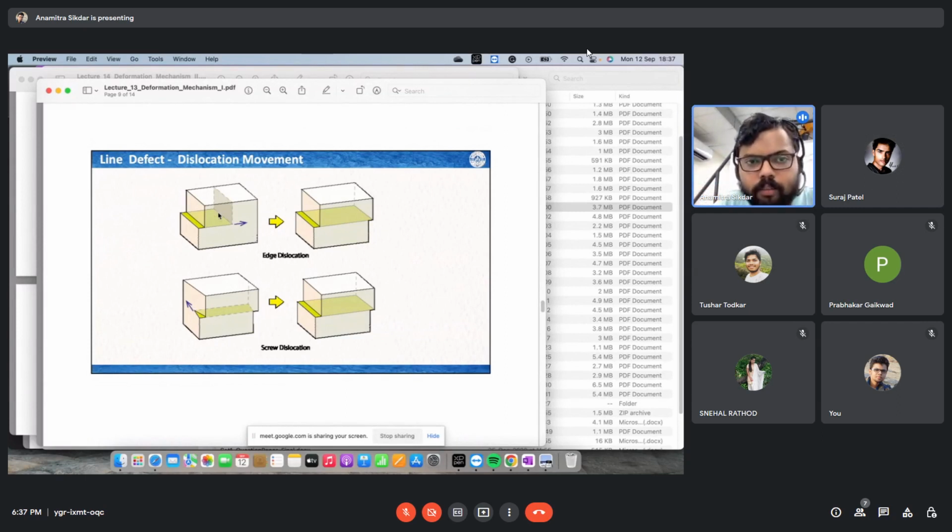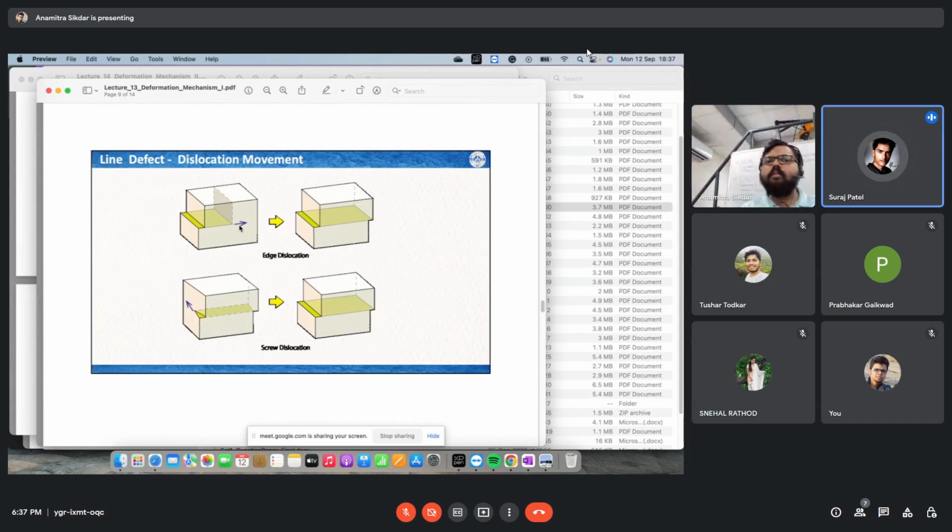So here this slip line is moving in this direction, and here the slip line is moving in this direction, but the movement of the block is always in this direction. Here also it is in this direction, in this part also it is in this direction. So you can say this is the direction of the Burgers vector. So this blue arrow is basically the movement of the slip lines.